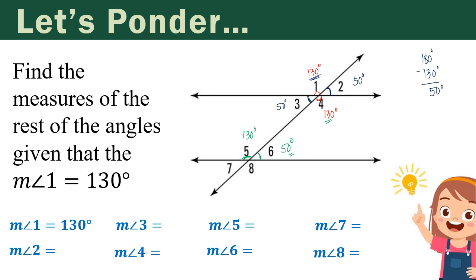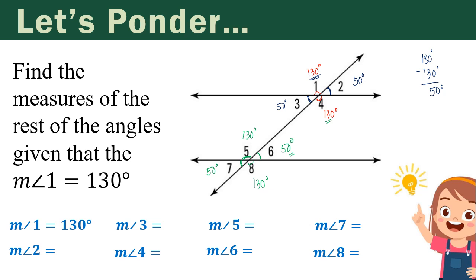Angle 5 and angle 8 are vertical angles, thus angle 8 measures 130 degrees as well. Then, lastly, angle 6 and angle 7 are considered vertical angles as well. Thus, the measure of angle 7 is also 50 degrees, same with angle 6. Okay?